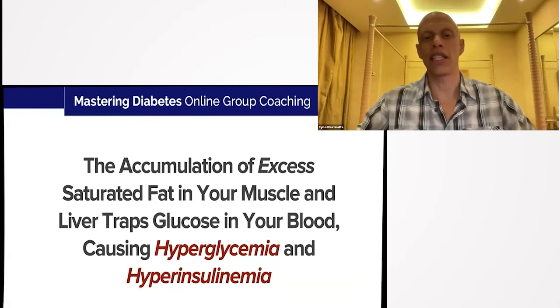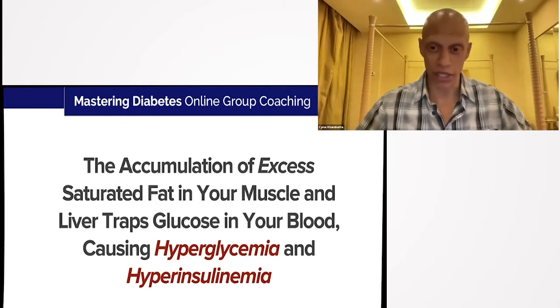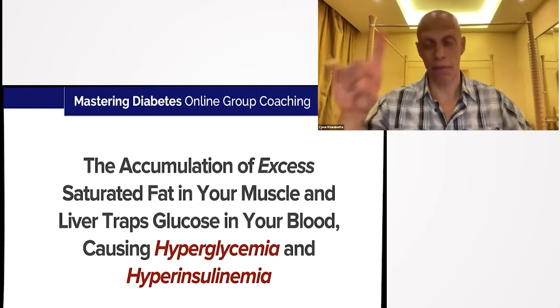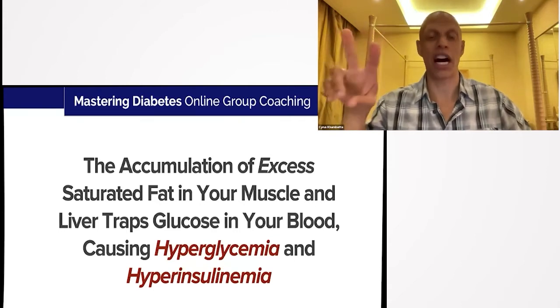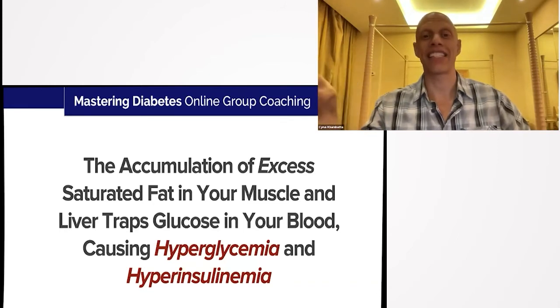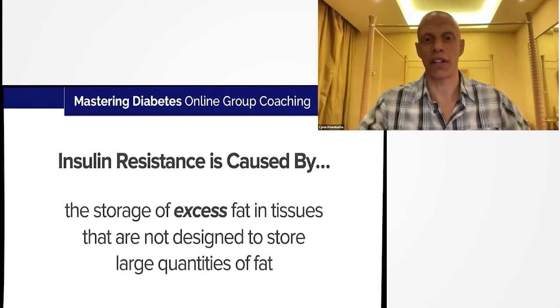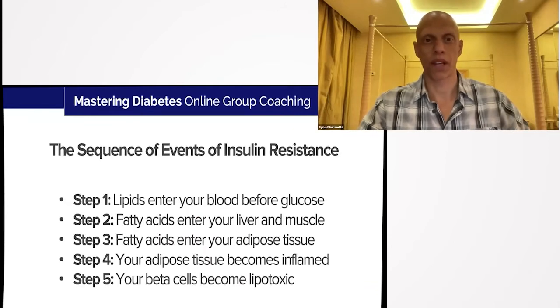Okay. The reason why you develop insulin resistance is because you consume excess saturated fat in your diet. And I'm going to show you the exact mechanism why this happens. So the accumulation of excess saturated fat in your muscle and liver is what traps glucose in your blood. And that causes hyperglycemia, which is high blood glucose, and hyperinsulinemia, which is high insulin output. Okay, so excess saturated fat blocks insulin action in your muscle and your liver, and that traps glucose in your blood, which then causes high blood glucose and high insulin concentrations. So let's walk into it and figure out how this works. Okay, here's step one.